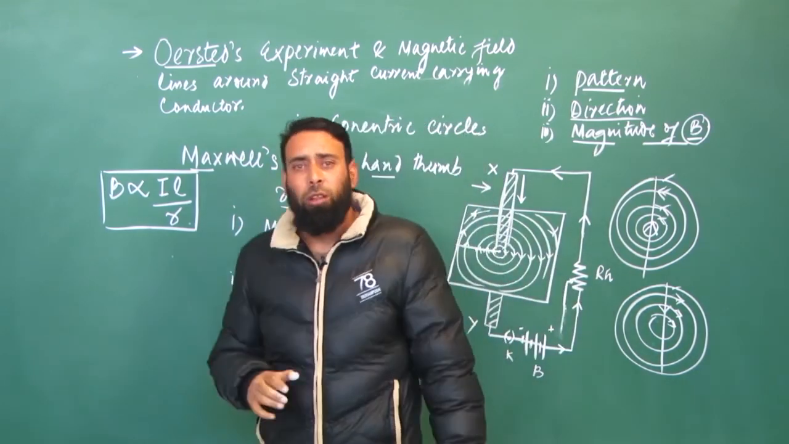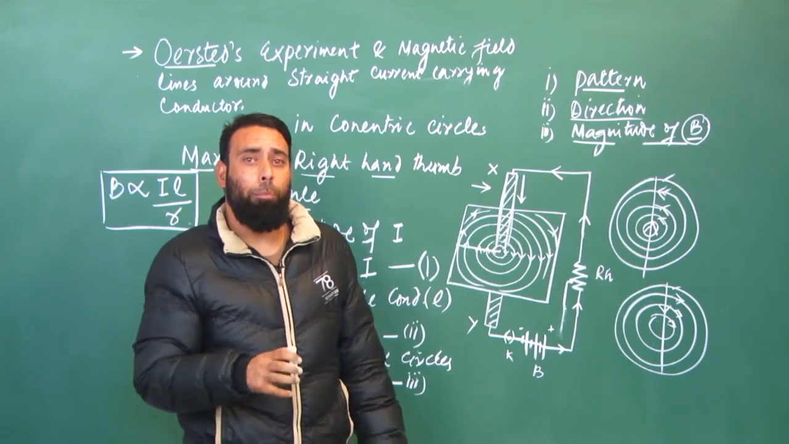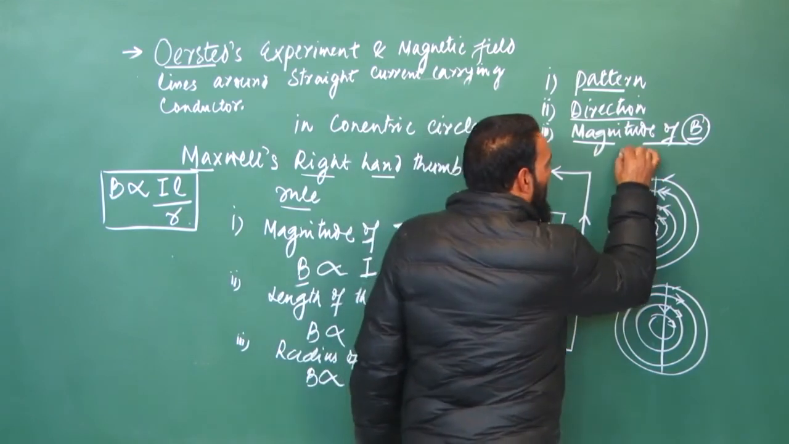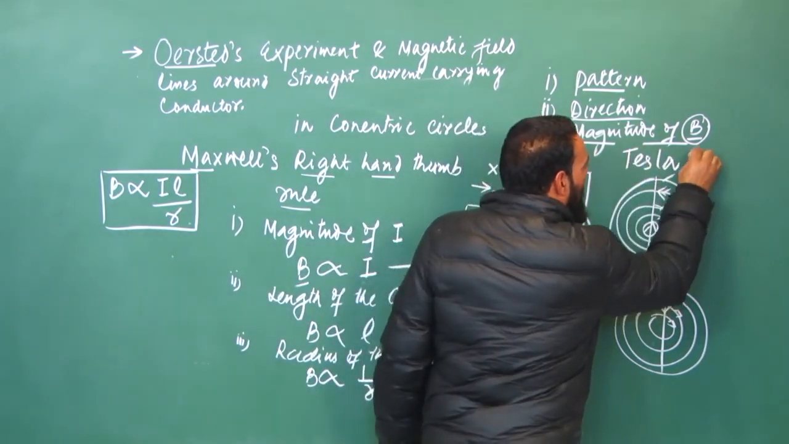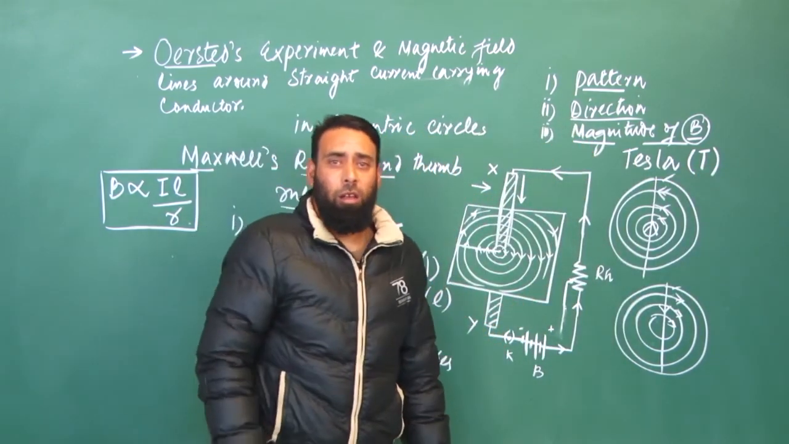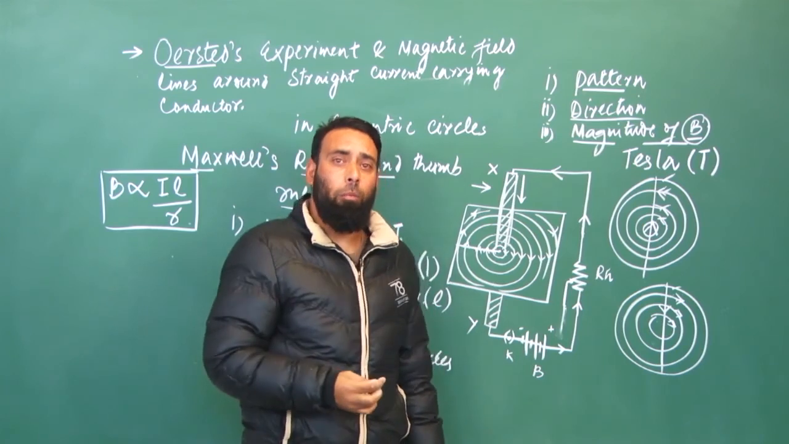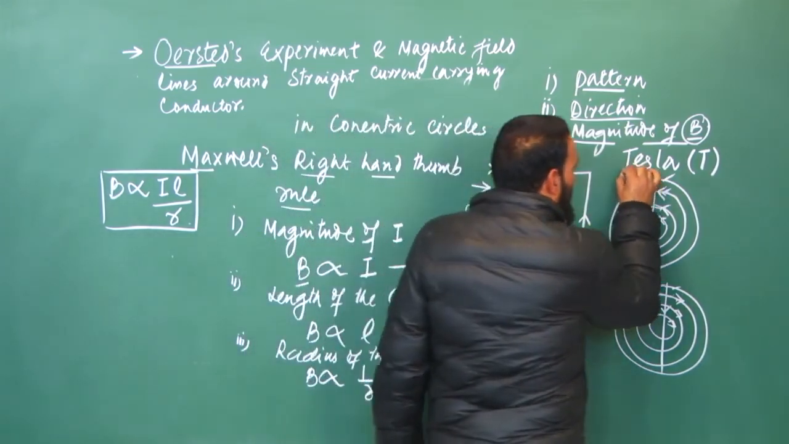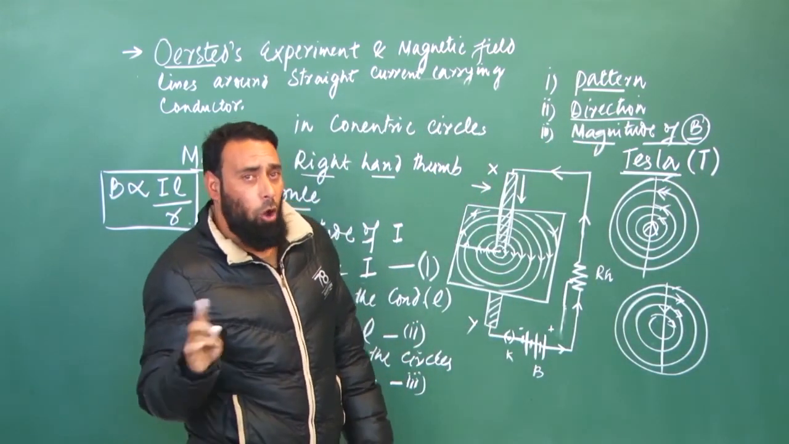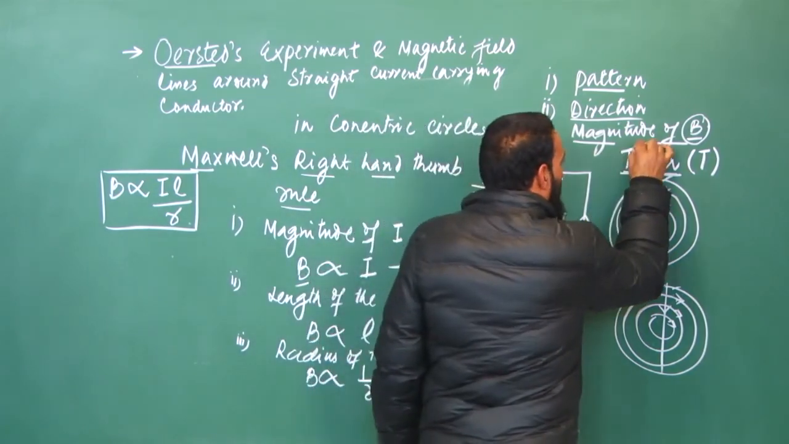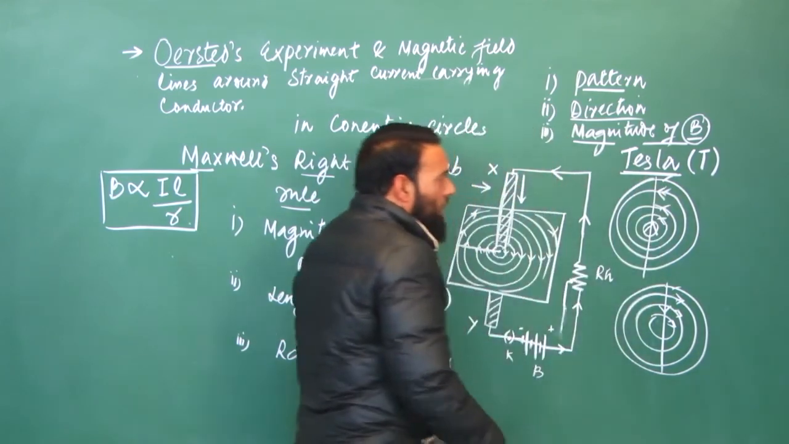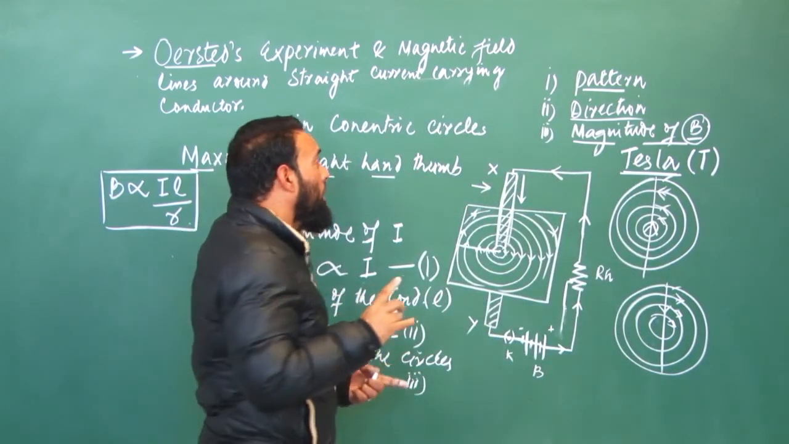Dear students, you know that the unit of measuring the magnitude of magnetic field strength is Tesla. It is represented by capital T. This name is given after the great scientist Nikola Tesla. In order to honor his name, we use Tesla as the unit of measuring the magnitude of the magnetic field.